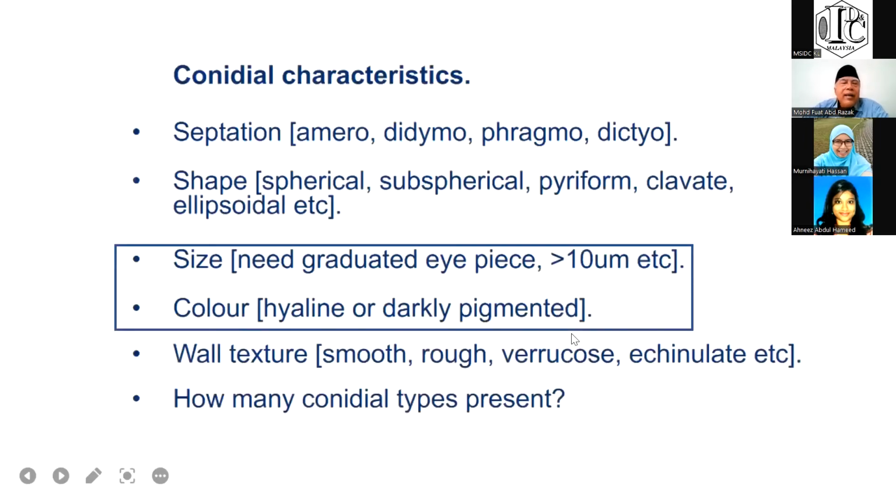And then if you have a micrometer in your microscope, you should determine the size of the conidia. It probably helps you in species determination, and also the color of the conidia, whether hyaline or dematiaceous.